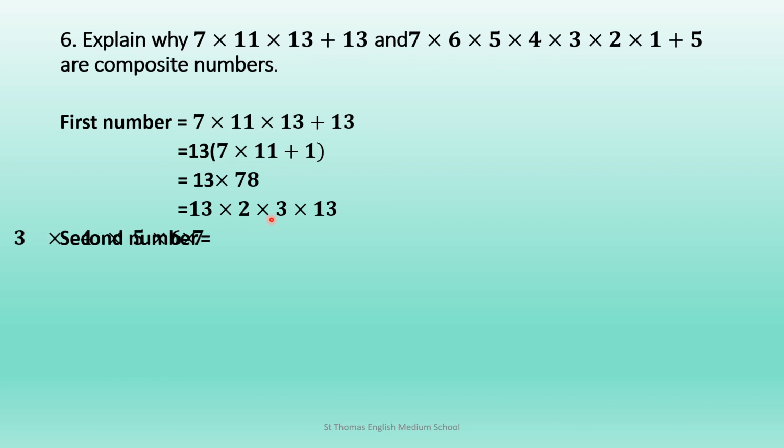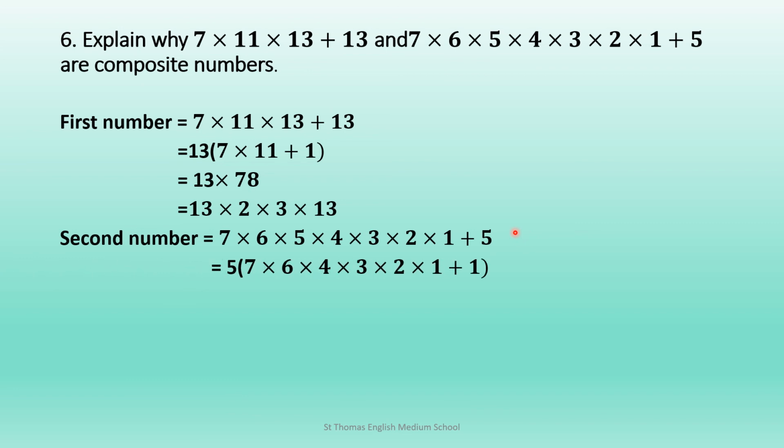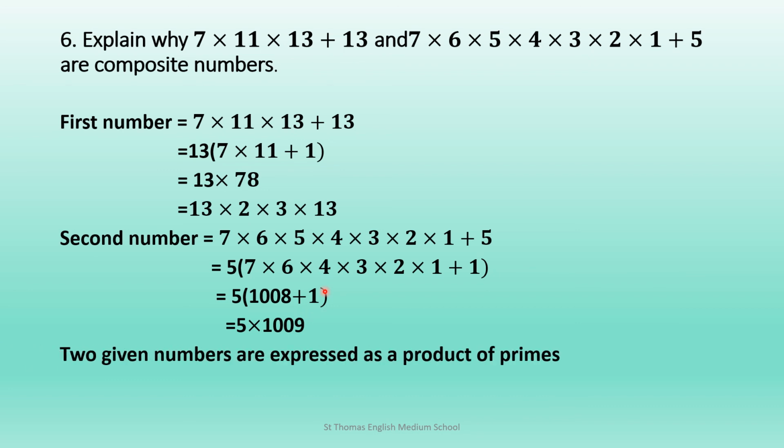In the same way, you take the next number as the second number. In that, you can see that 5 is common. You take the common number outside. Then you find the product, that is 5 multiply by 1008 plus 1, that is 5 multiply by 1009. That means you have two factors, so it is a composite number. The two given numbers are expressed as a product of primes, therefore both the numbers are composite.